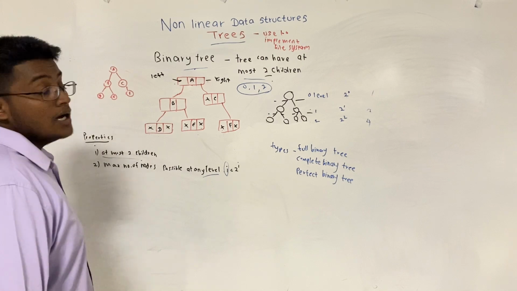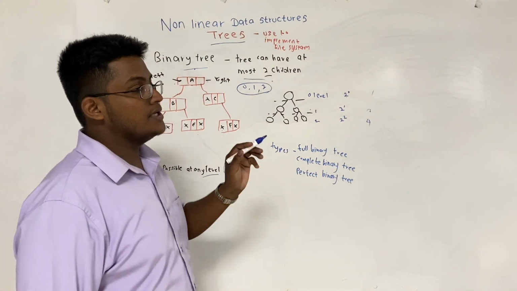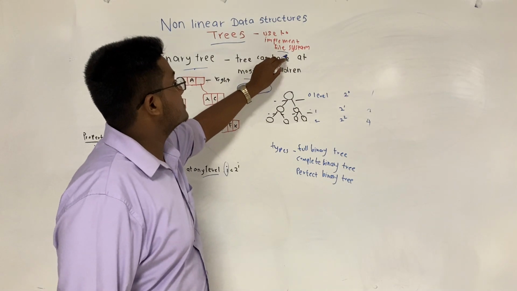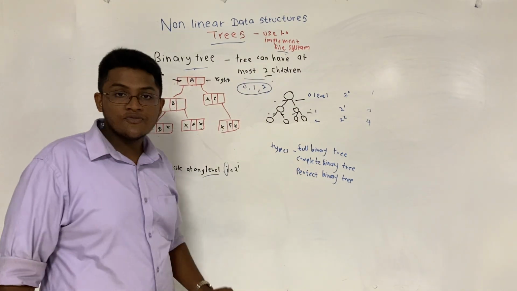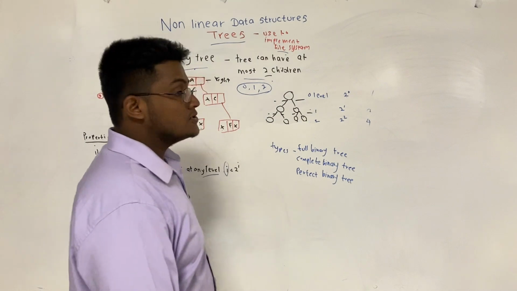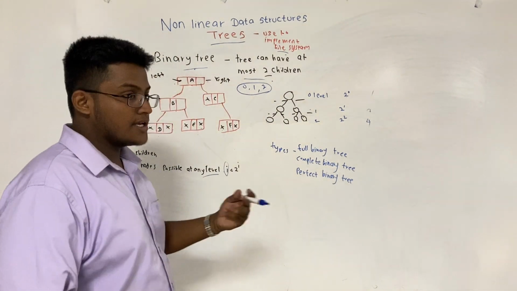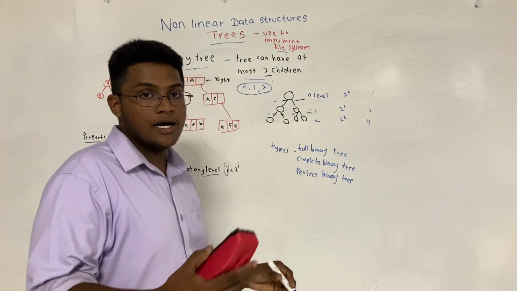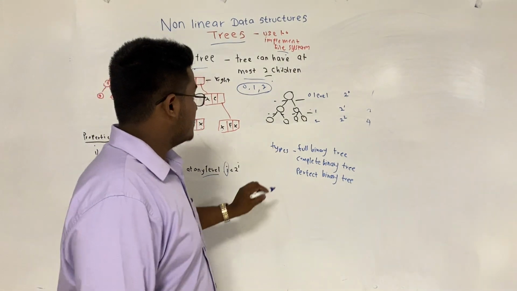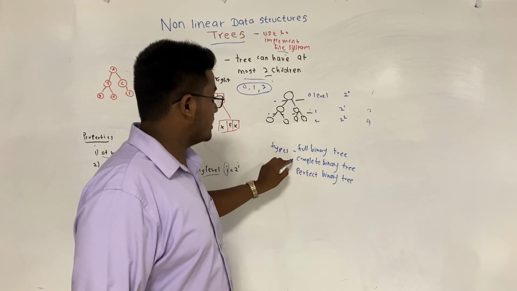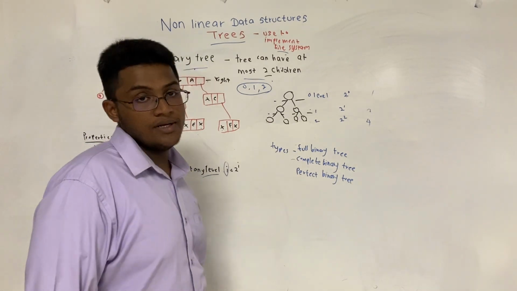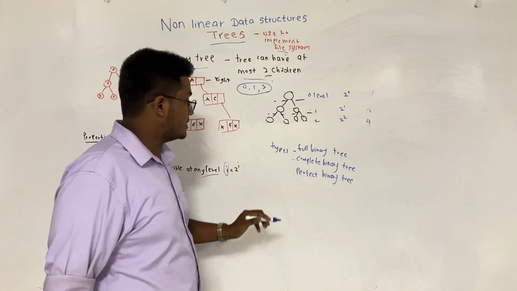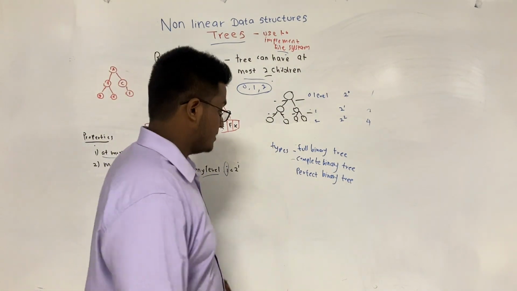Right? I forgot to tell you that we use trees in the real world to implement file systems, right? To implement file systems we use trees. So there are many types of binary trees, though I will teach you some of them. There are full binary tree, complete binary tree, perfect binary tree, and there are some more. So now I will talk to you about full binary tree and complete binary tree, right?